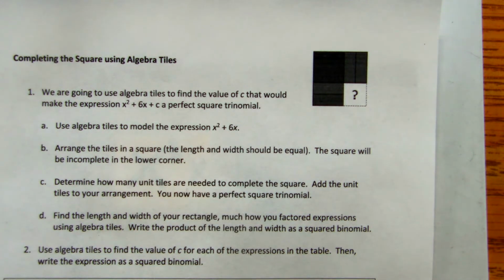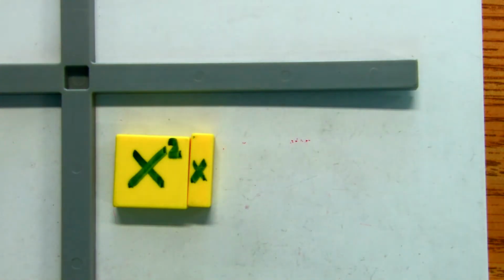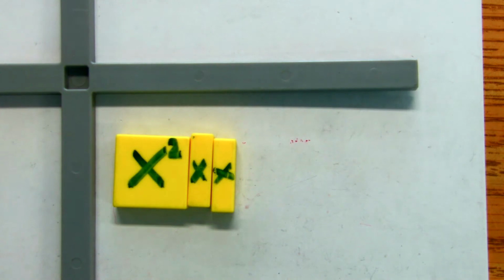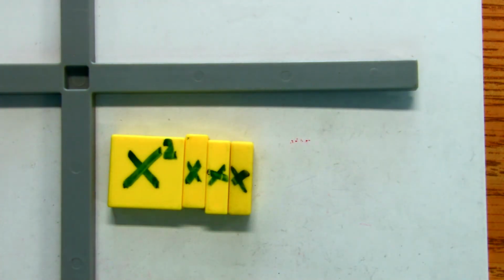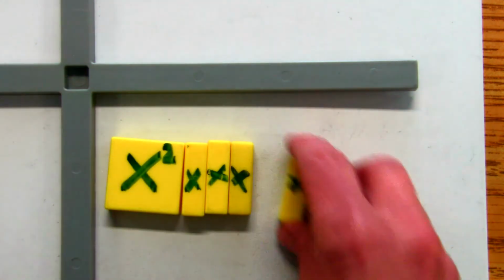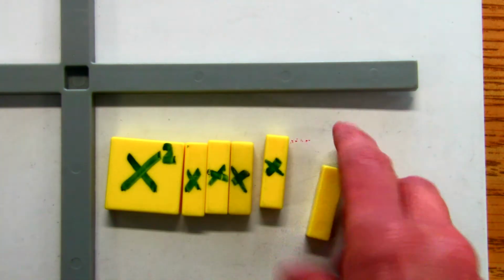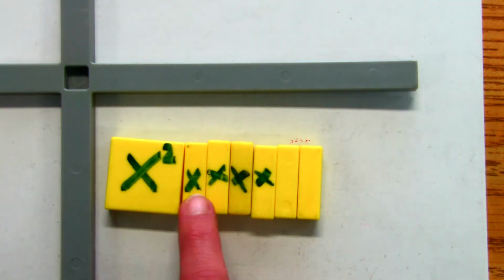So what we're going to do is I need an x squared tile, which I have, and then I need 6 x tiles. So there's 2, there's 3, and then what you want to do is divide them up. Actually, I'll just start this way, and we'll divide them up in a second. I don't have all of them marked as x, but those are x tiles. So this would be x squared plus 6x.